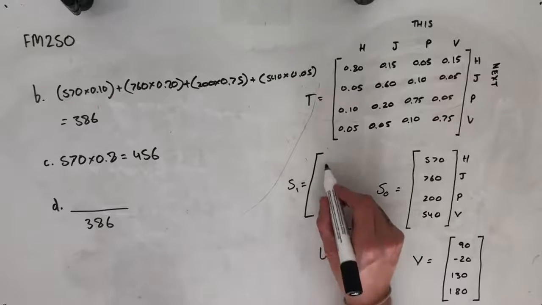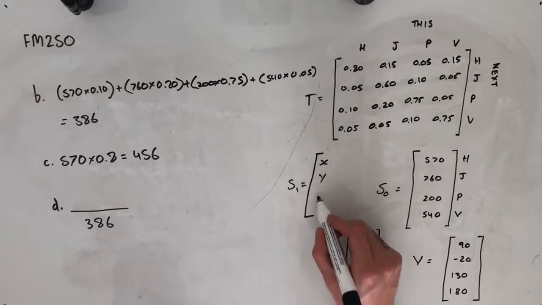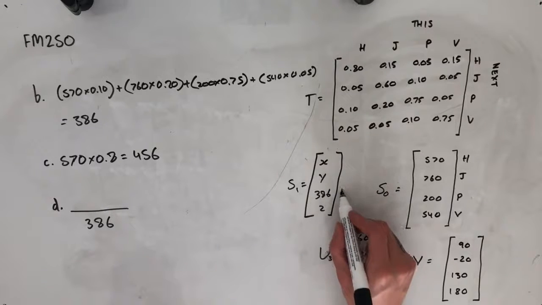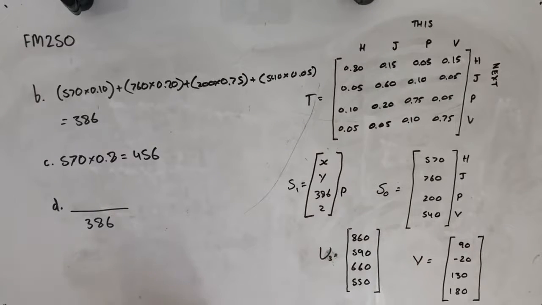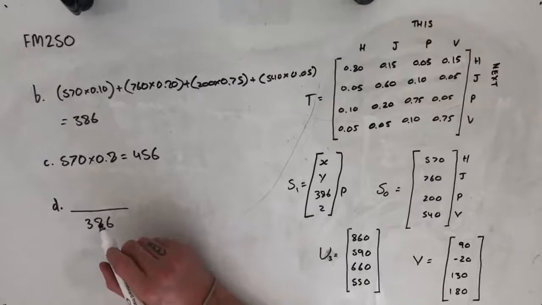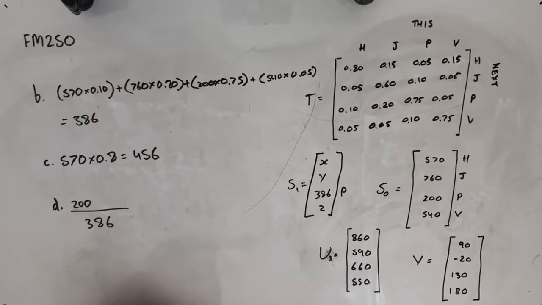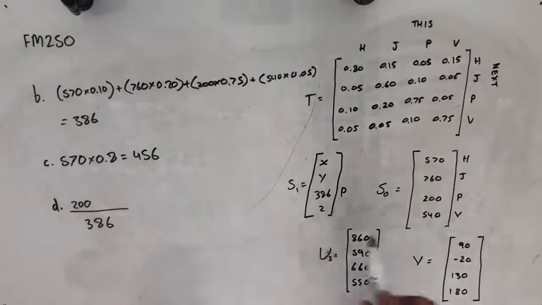Might even just whack it in here. We were told X, Y, 386, and Z. So we know this 386 for P during week 2. So the number of customers who chose peanut butter sandwiches in week 1 was 200. How many of them stayed at peanut butter though?